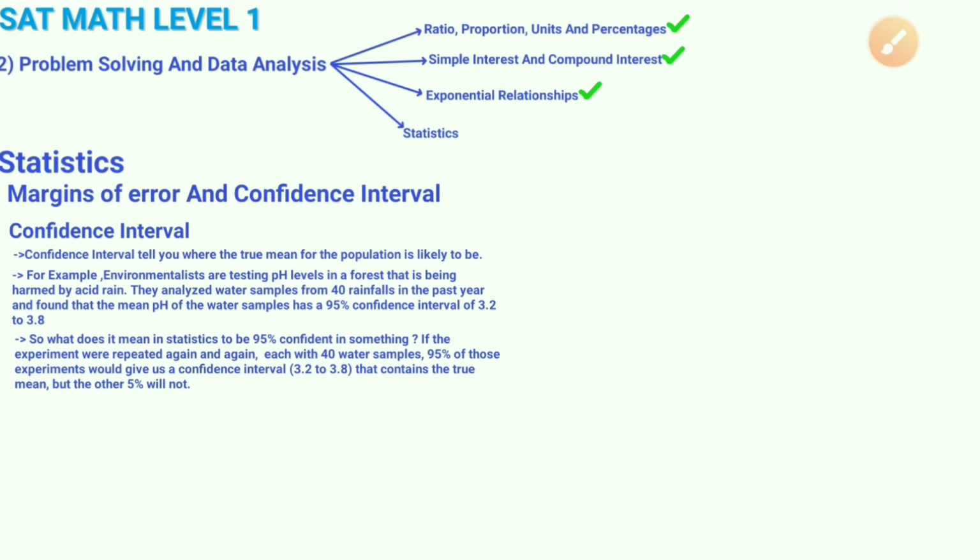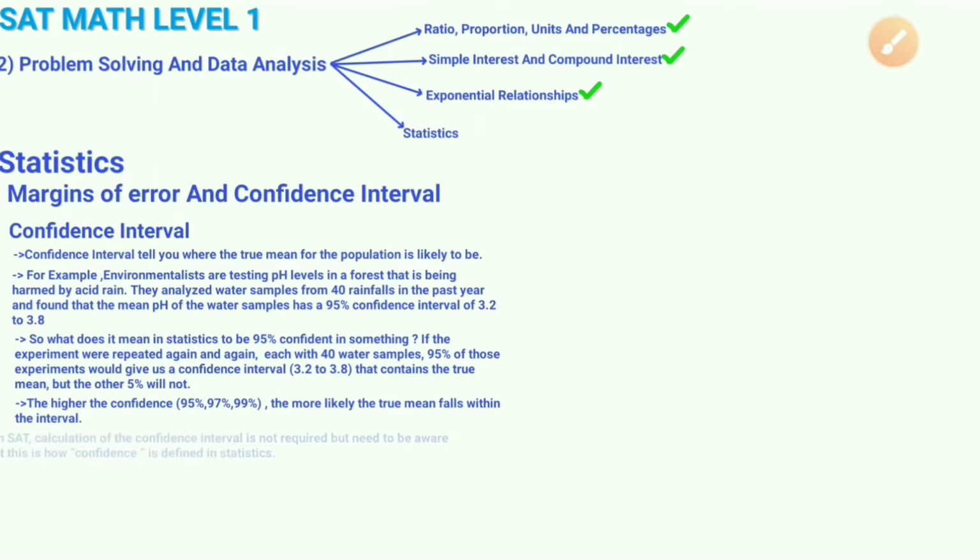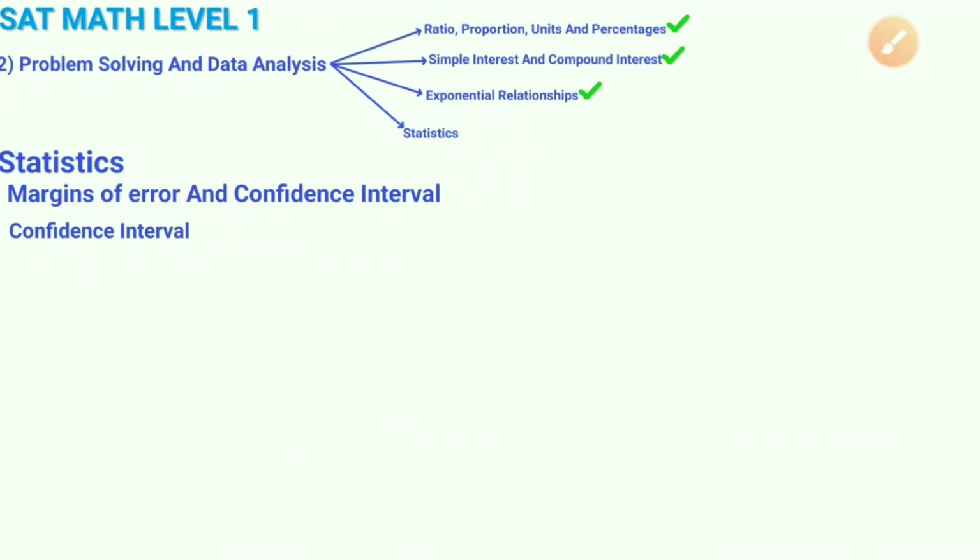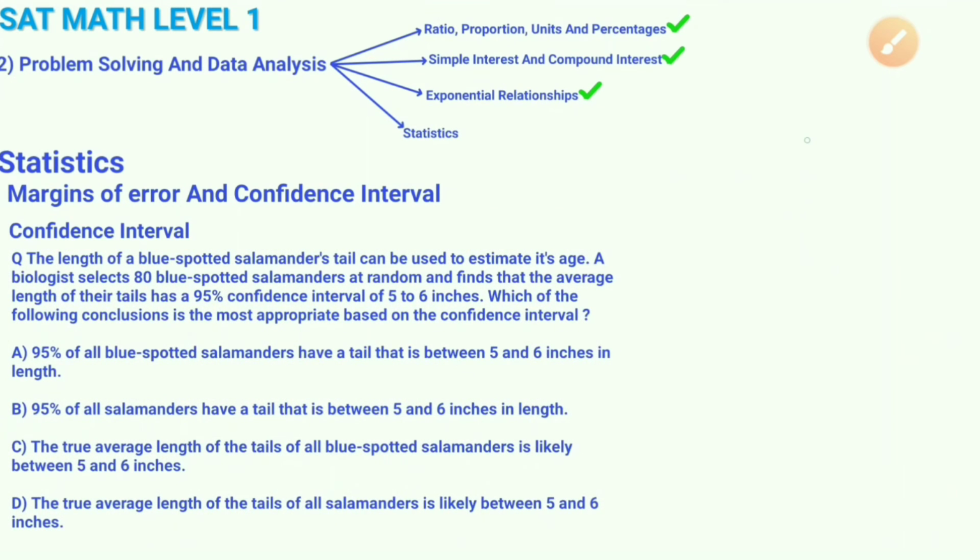What does it mean in statistics to be 95% confident in something? If the experiment were repeated again and again, each with 40 water samples, 95% of those experiments would give us a confidence interval that contains the true mean, but the other 5% will not. The higher the confidence, the more likely the true mean falls within the interval. In the SAT, calculation of the confidence interval is not required, but you need to be aware that this is how confidence is defined in statistics.